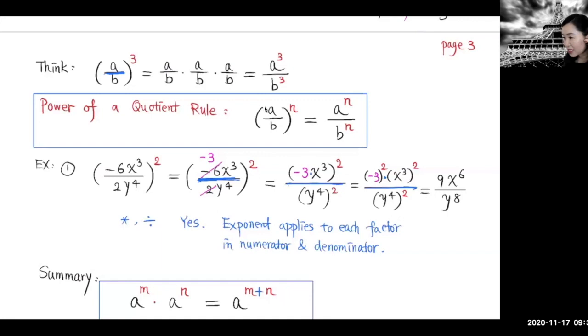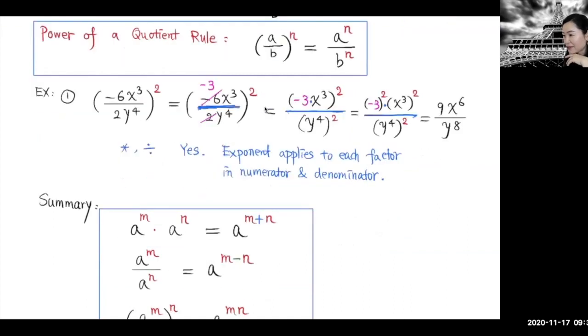Do you notice that there's a pattern? Over here, when you have only division and multiplication between them, then yes, the exponent is going to apply to each factor in the numerator and also the denominator. So in the future, you can go ahead and apply this square to -3, you get +9. Square of x cubed, you get x to the 6th. Square of y to the 4th power, you get y to the 8th power.